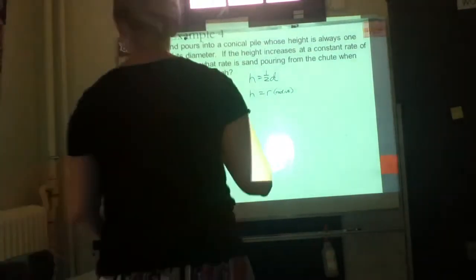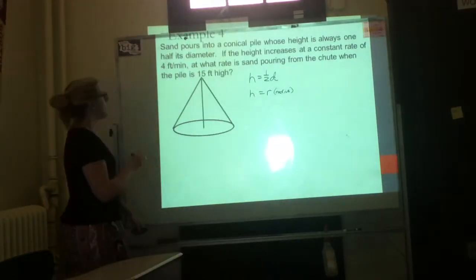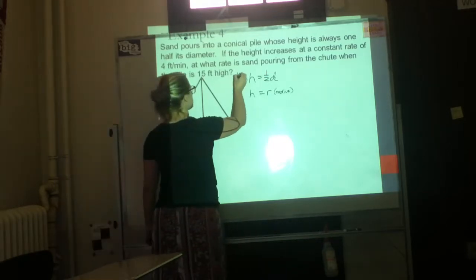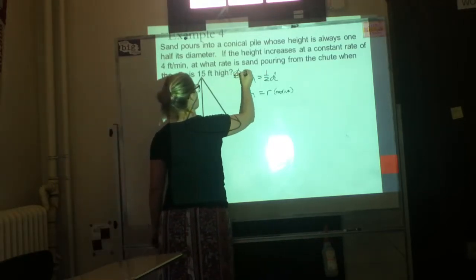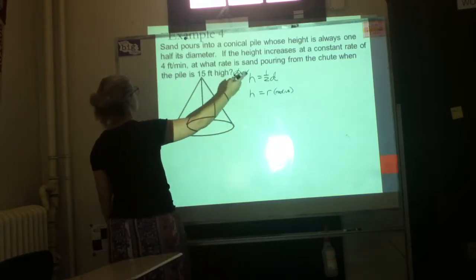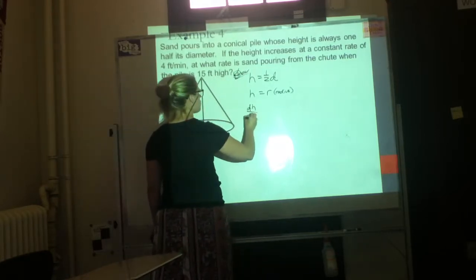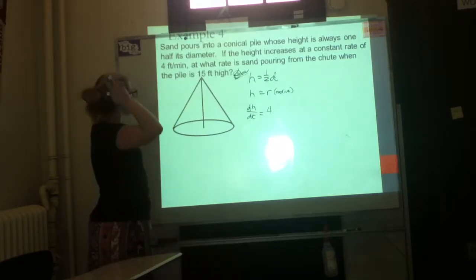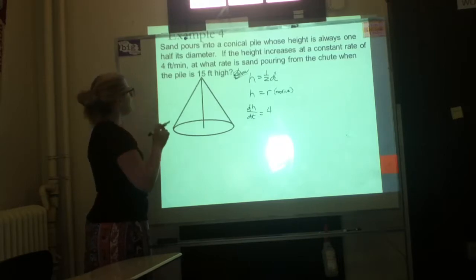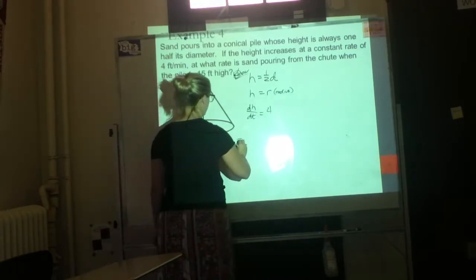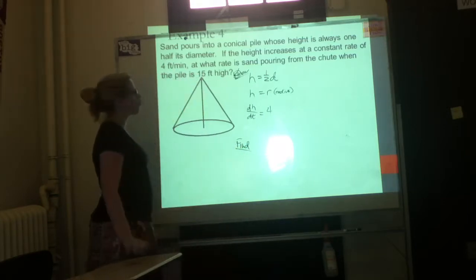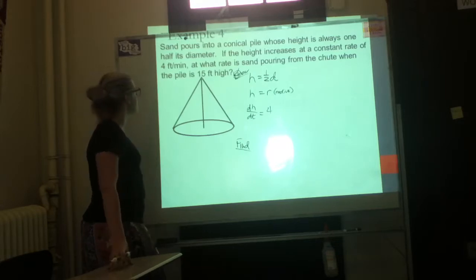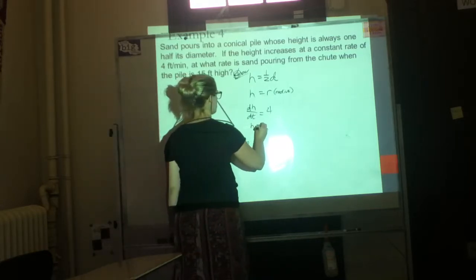All right, so I have my diagram. Okay, if the height increases at a constant rate, so in terms of my knowns, I know height increases at a constant rate, so dh/dt equals 4. All right, at what rate is sand pouring from the chute? Okay, so it's my find. Let's leave that away for a second. When the pile is 15 feet high, so I know h equals 15.